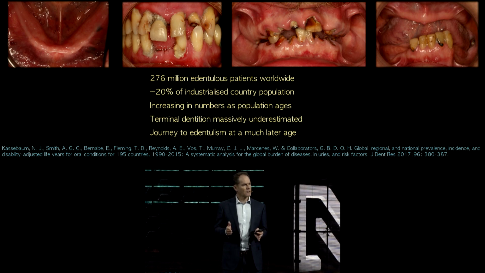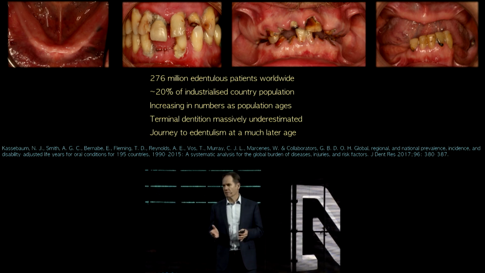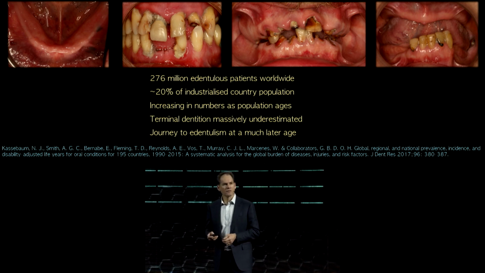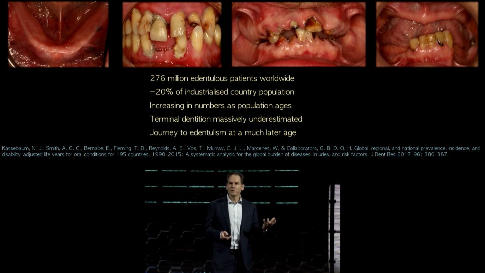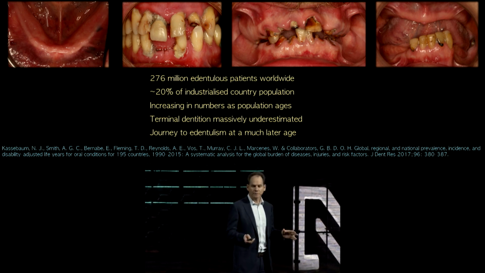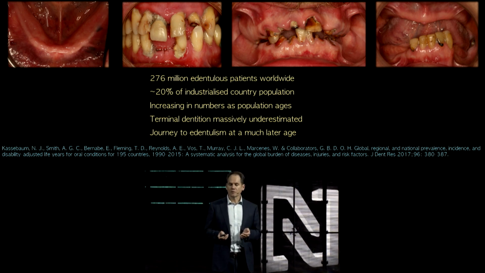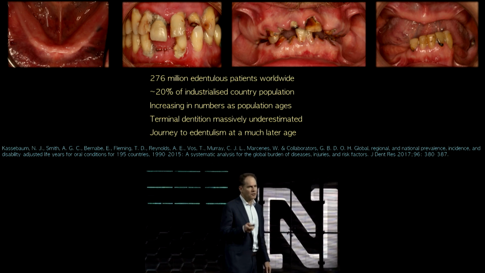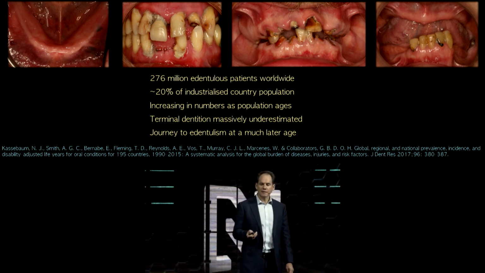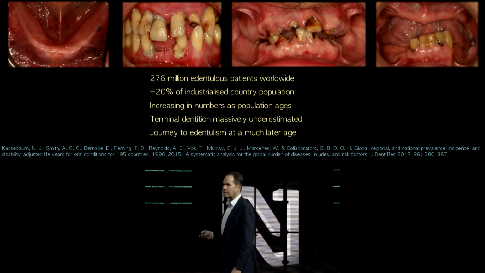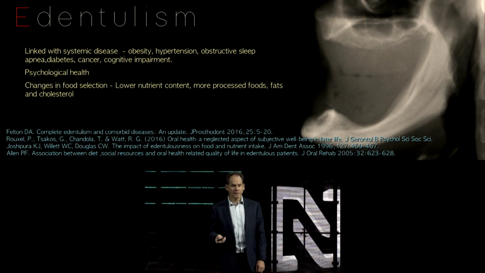The terminal dentition, though, is massively underestimated, because this data is usually generated by phone surveys, and so you ring up someone and you say, have you got any teeth? And they say yes. You don't know whether their teeth are terrible or whether they're great. So we don't really know how many people have a terminal dentition, but it's large. And the journey to edentulism is now happening much later, at a later age. You're no longer getting your teeth out in your 20s. It's happening much later, often in their 80s.